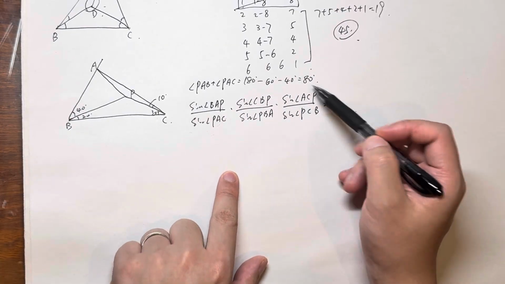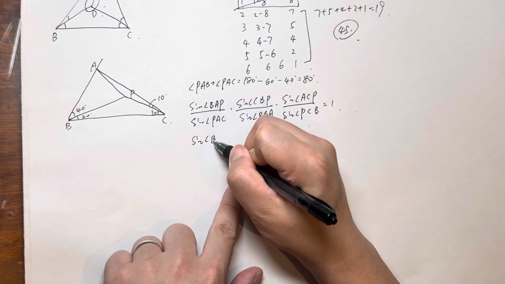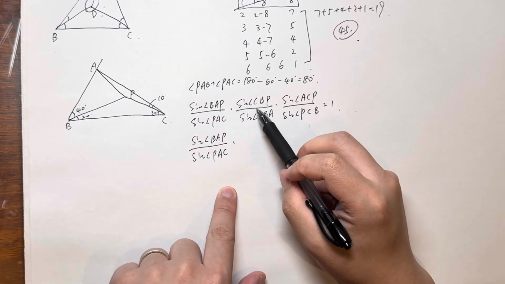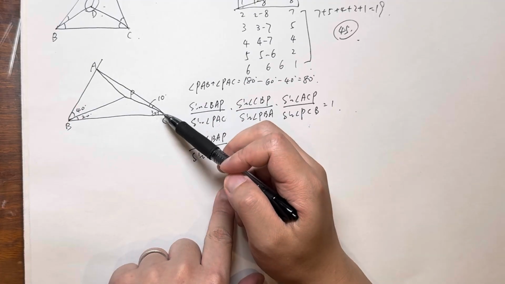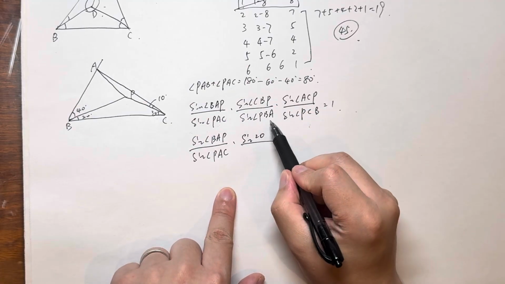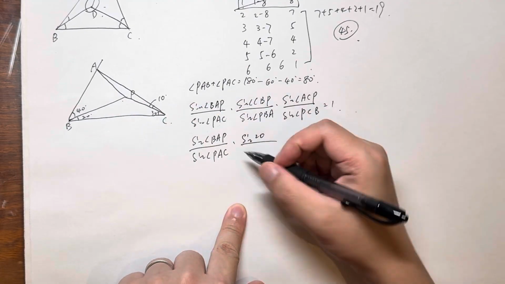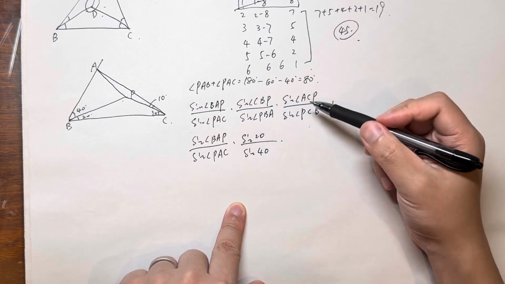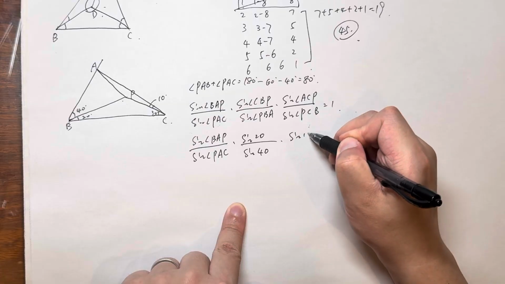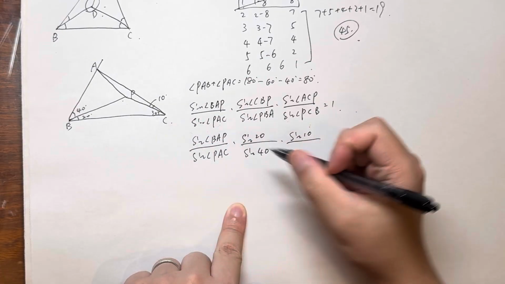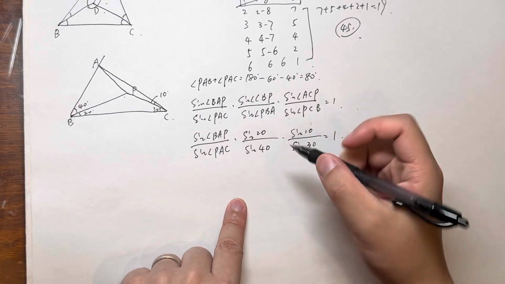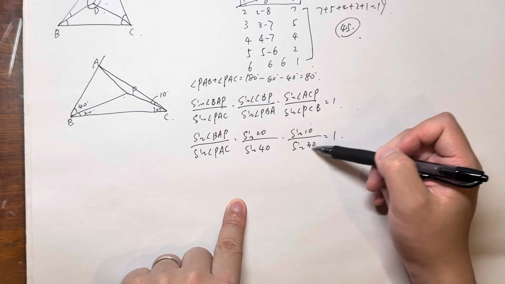So we can replace real data here, which means sine angle BAP to sine angle PAC times sine angle CBP, which is sine 20, to sine angle PBA, which is sine 40, times sine angle ACP, which is sine 10, to sine angle PCB, which is sine 30, equals 1, right? And we know that this is 0.5.